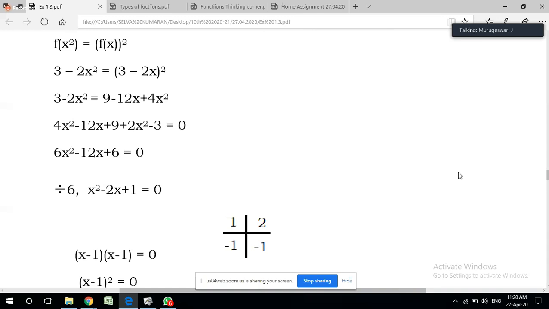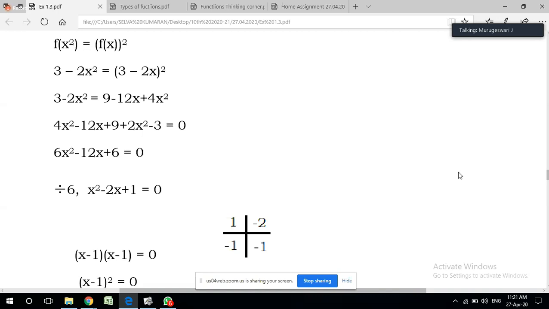So multiplying the factors, we get 1, and adding the factors, we get minus 2. What are the factors? The possible factors are minus 1 and minus 1. So multiply minus 1 and minus 1, we get 1. You can add, we get minus 2. Okay. So both the factors are equal. So we have x minus 1 into x minus 1 equal to 0. So 2 times repeated. So x minus 1 the whole square equal to 0.